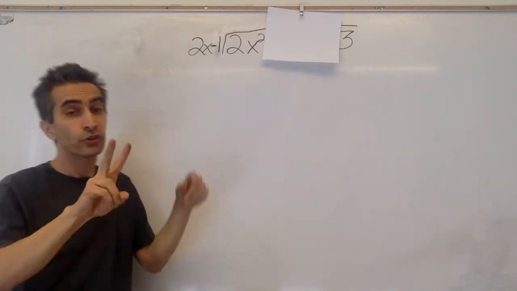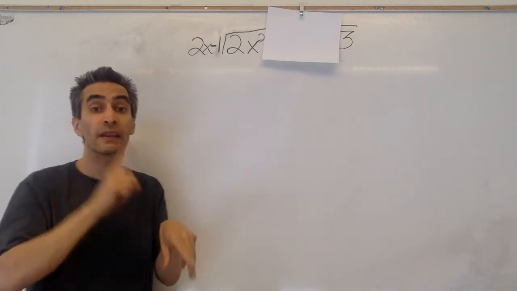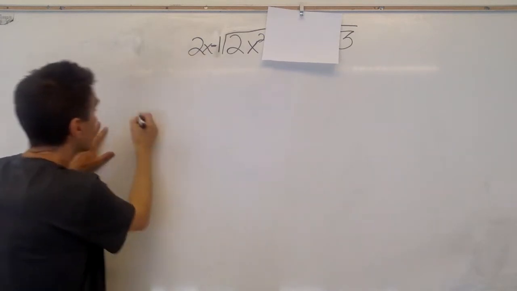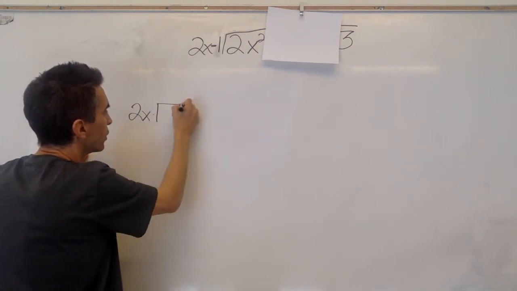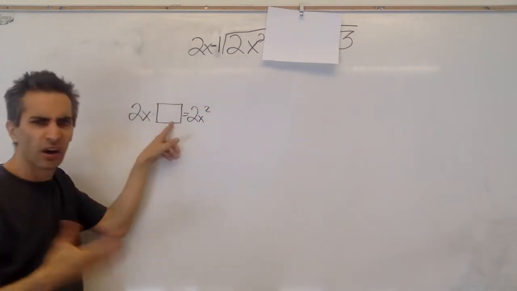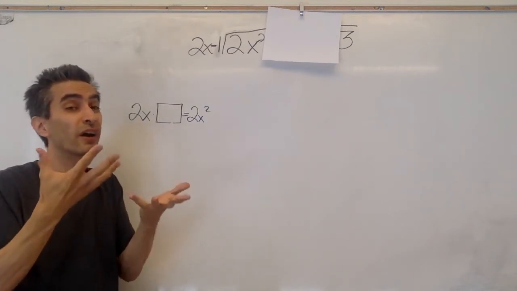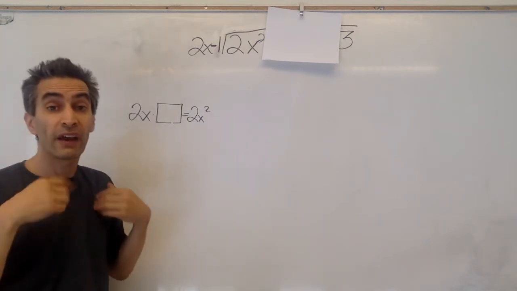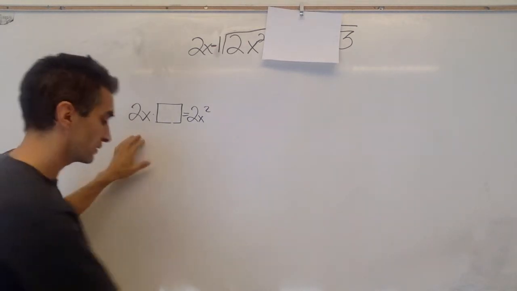Now, what do we do? We've got 2x and we've got 2x squared. We want to know how many times 2x goes into 2x squared. That means we have this equation: 2x times something equals 2x squared. Well, what's the something we're looking for? Let's see, 2x times what equals 2x squared? We've got a 2, and we've got an x. Oh, we've got to have another x.